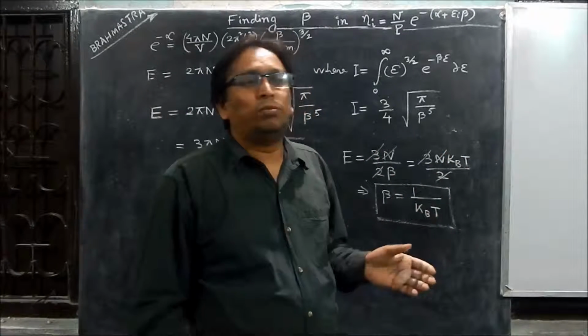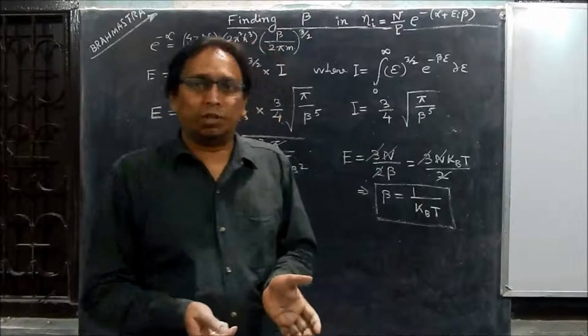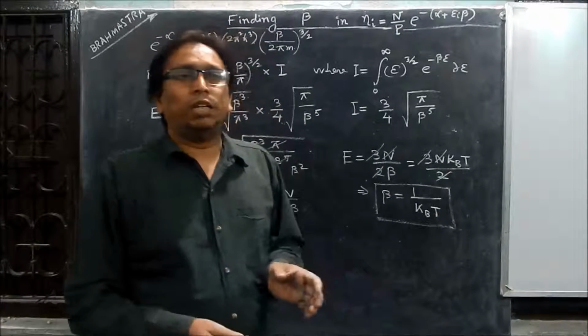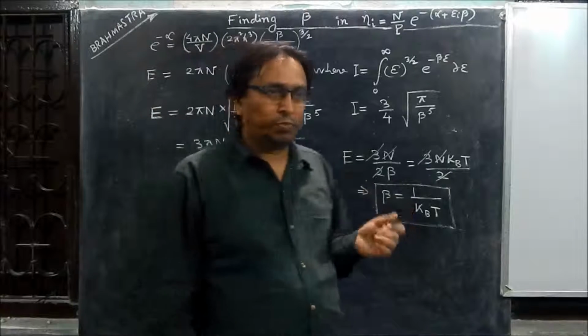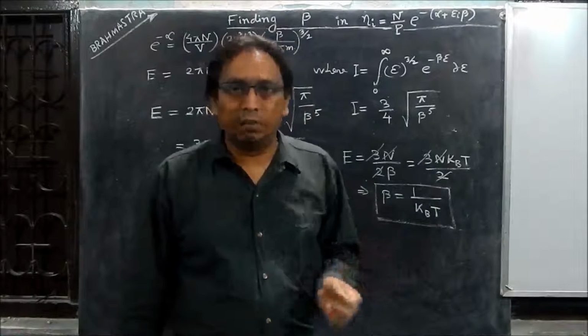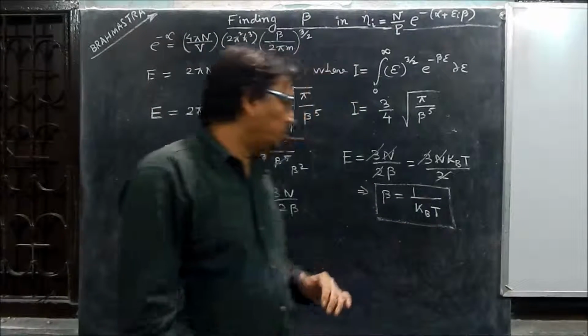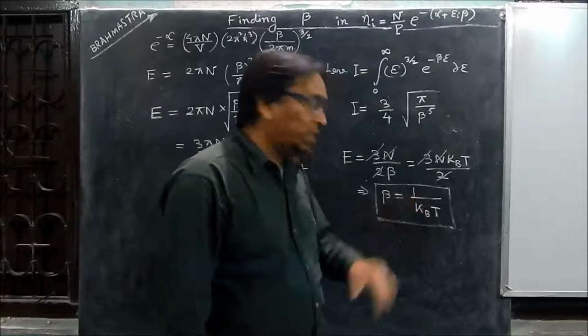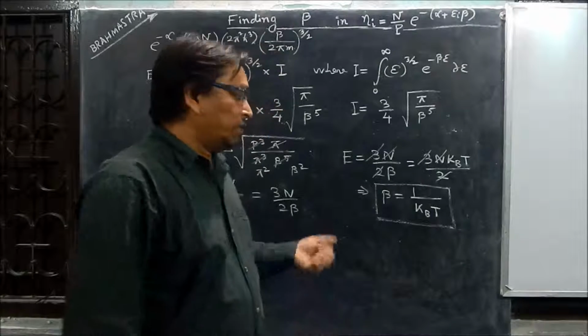So for that we have to come to Planck's derivation. Planck said that energy comes in quanta, but that quanta is not necessarily kBT. But in case of gas molecules, as far as gas molecules are concerned, we can say beta is equal to 1 by kBT. So that is the value of beta.